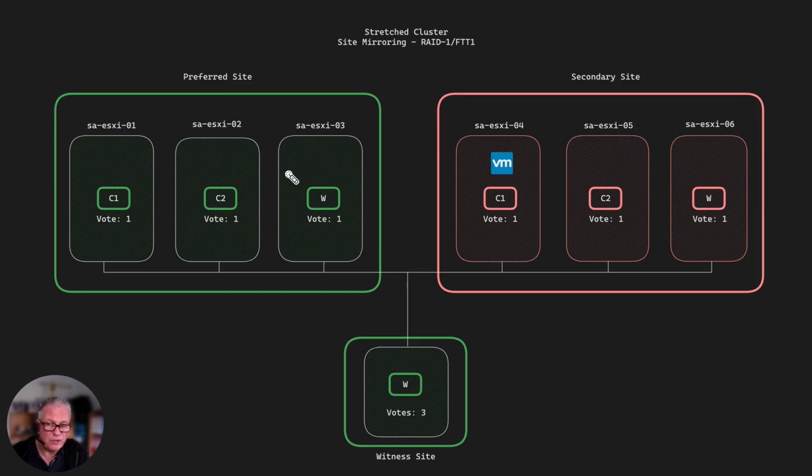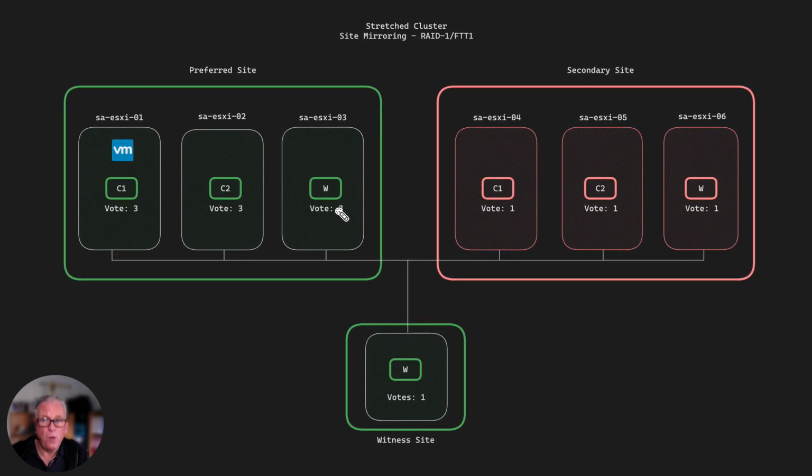Right after the virtual machine has been restarted, Adaptive Quorum Control kicks in. Adaptive Quorum Control will recalculate the votes. Each component on host 1, 2, and 3 will get 3 votes. The number of votes on the witness component goes down to 1. This is to allow the preferred site to survive a failure of the witness.